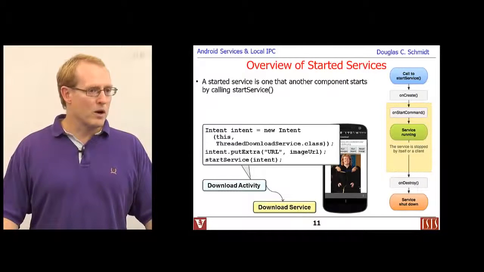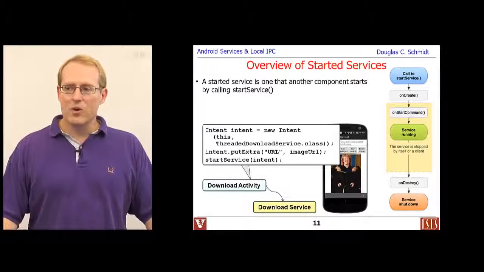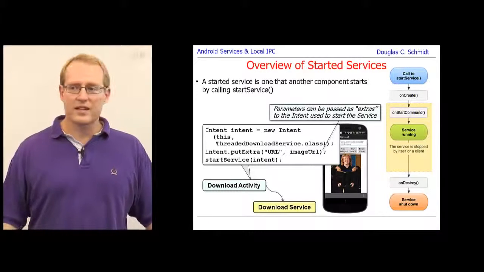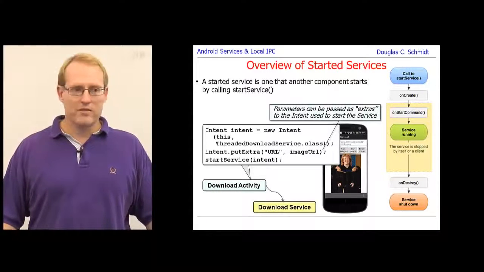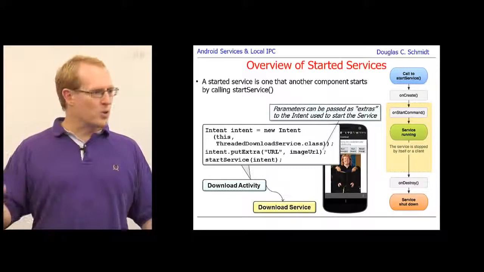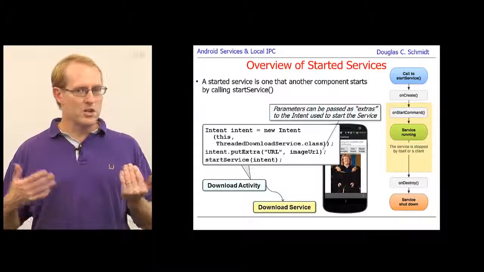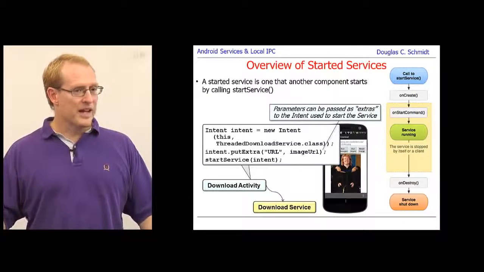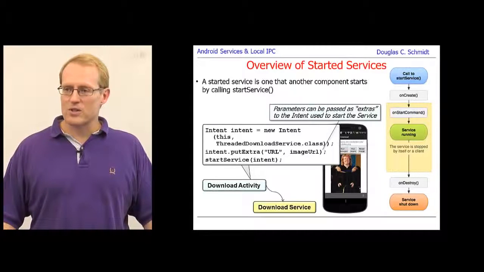However you do it, you create this intent, and then you go ahead and potentially add some additional things to the intent. They're called extras. You can put in various things like a username, URL, password, various things that you might want to use to communicate from the caller, the activity, to the service. And then you go ahead and say start service.